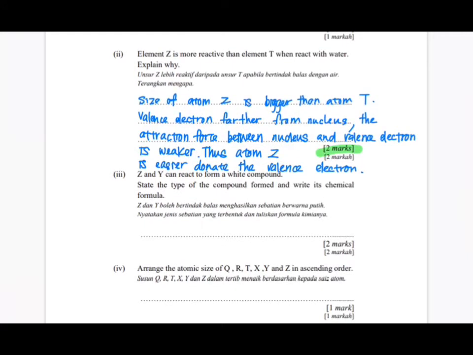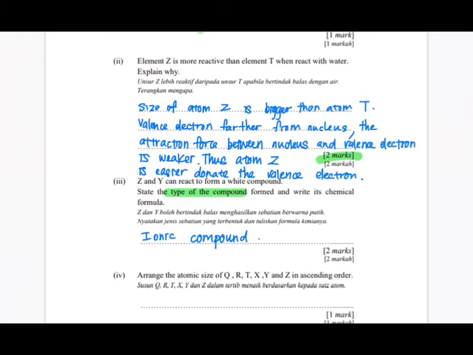So state the type of compound. The type of compound is an ionic compound. Okay, Z will donate 1 electron and Y will accept 1 electron. So the compound formed has the chemical formula ZY.